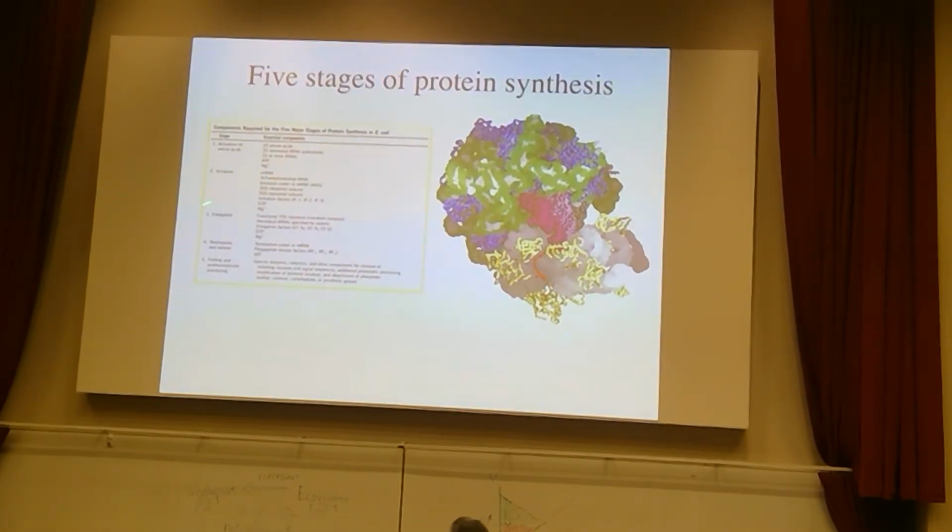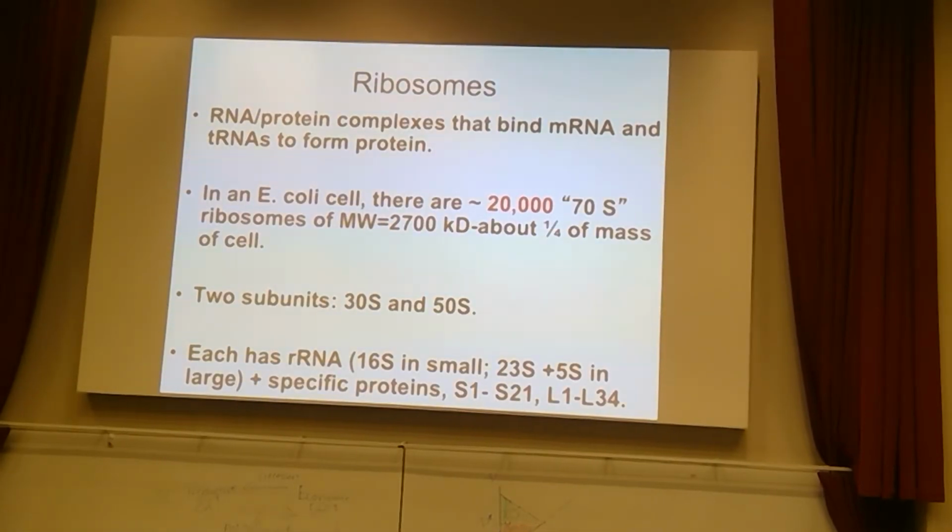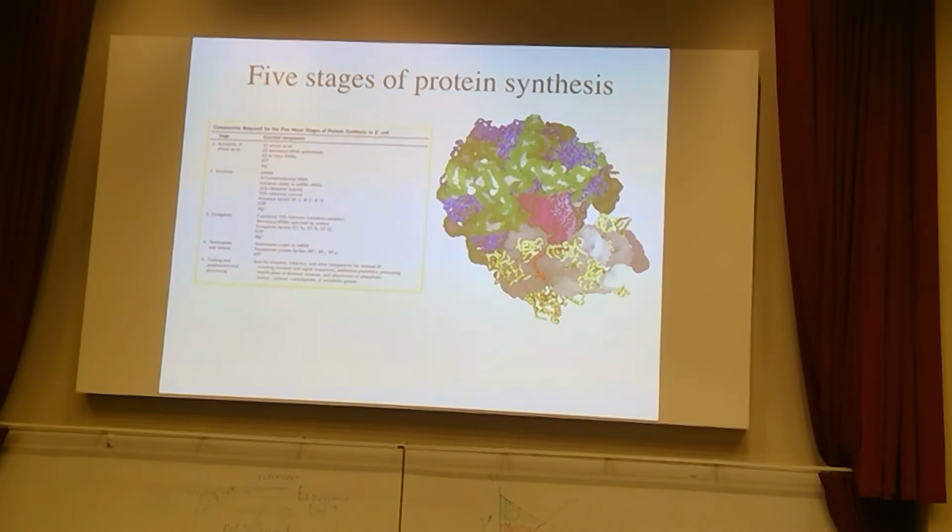So let's get into it. Initiation, elongation, termination. So what are the ribosomes? What are they made of? They're ribonuclear protein complexes, right? So these big pieces of machinery include both protein and ribosomal RNA.